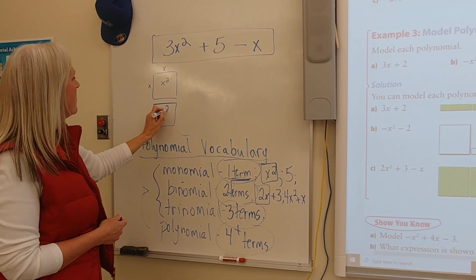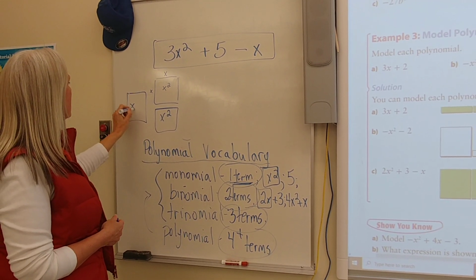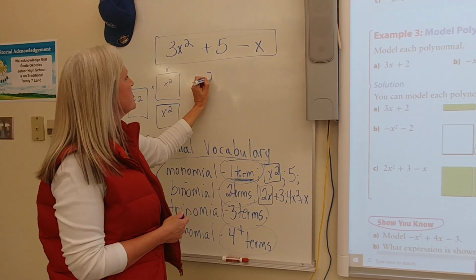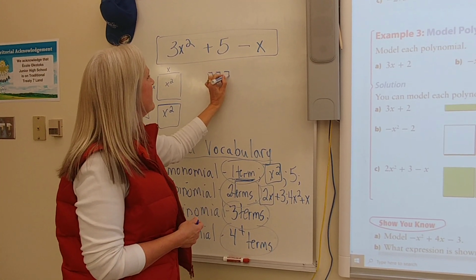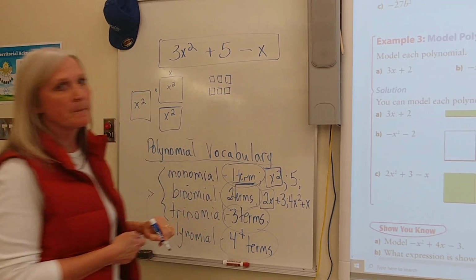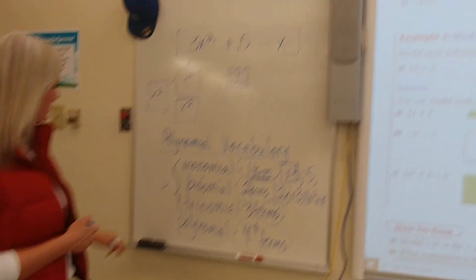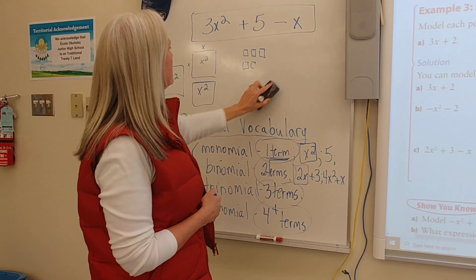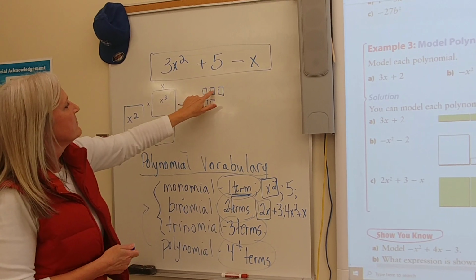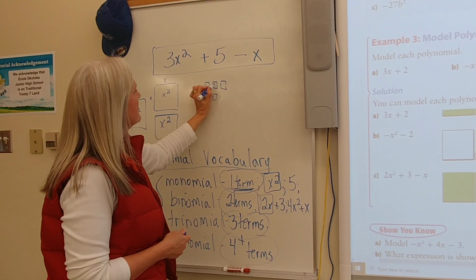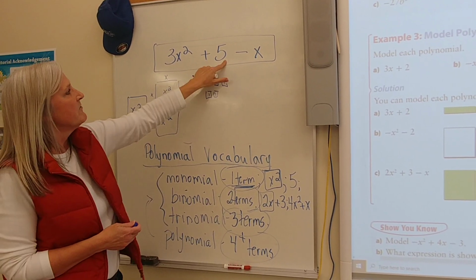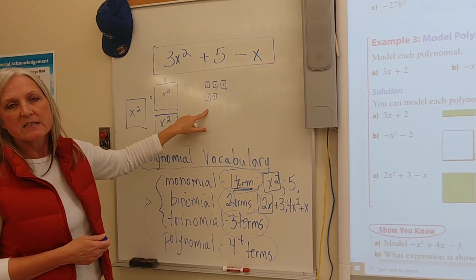So 3x squared would look like this. Here's our constant, 5, and that's just going to be a very small square. Oh, thank you. I made a mistake. Don't ever be afraid of mistakes. That's how we learn. 5 right here. 1, 2, 3, 4, 5. Again, if it was a -5, it would look the same, just in a different color.